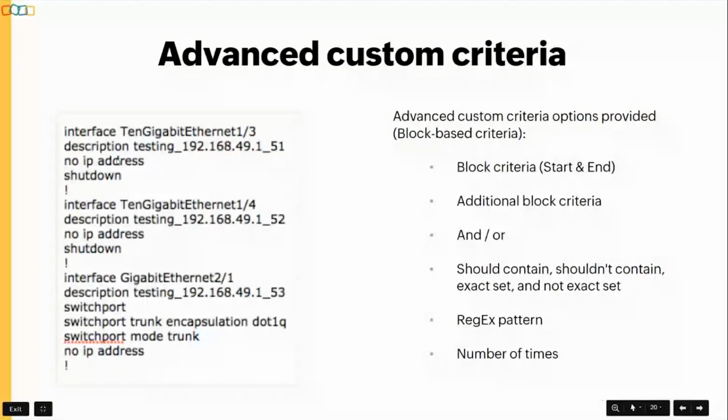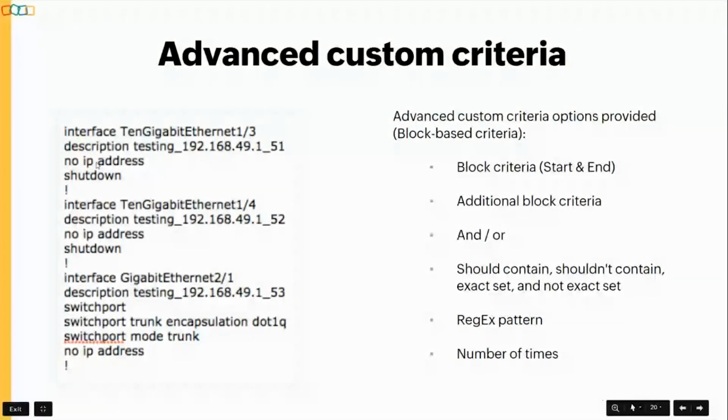Here we have provided interface as the start line, and we have provided the exclamation mark as the end line, and we are checking whether the shutdown is present or not. If the shutdown is present, then NCM will not perform the further check. If the shutdown is not present, then it will check the description. If the description is present, then it will mark that particular device as a compliant one. Like this, you can configure the advanced custom criteria to perform the compliance check.